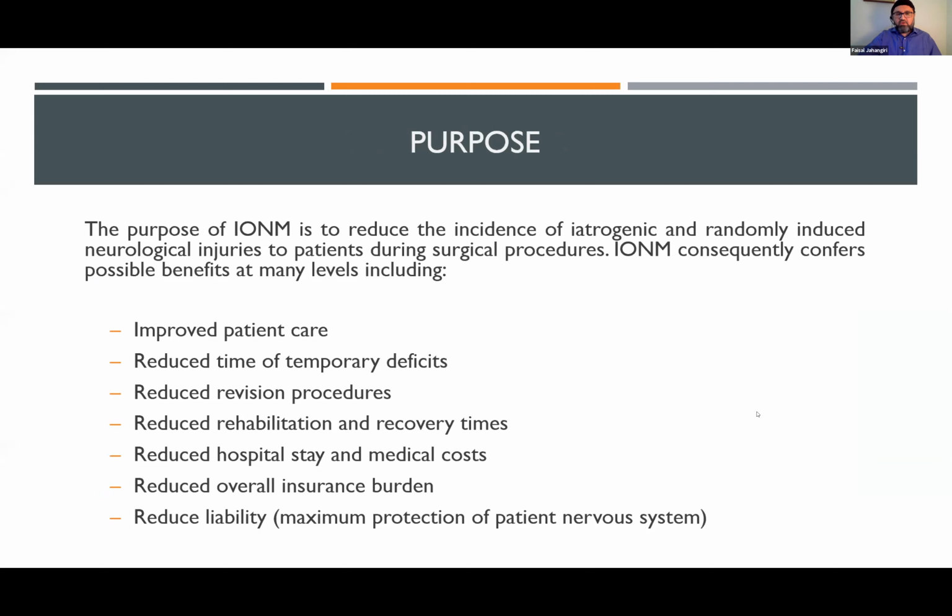The purpose of IOM, again, is to reduce the incidence of iatrogenic injury and any randomly induced neurological injury to the patient during surgical procedures. IOM consequently confers possible benefit at many levels, including improved patient care and reduced time of temporary deficit. It reduces the revision procedures. It reduces rehabilitation and recovery time. It reduces the hospital stay and the medical cost involved with that.